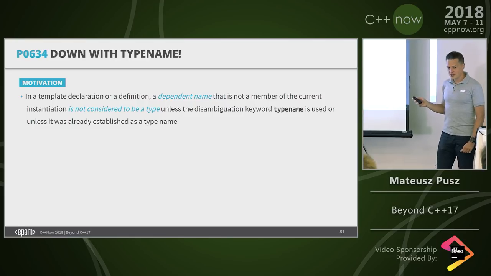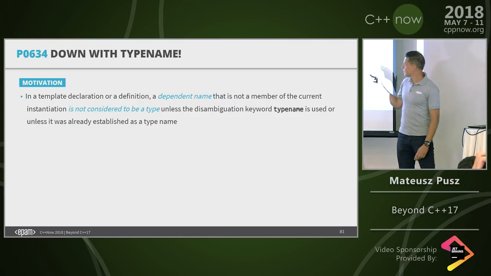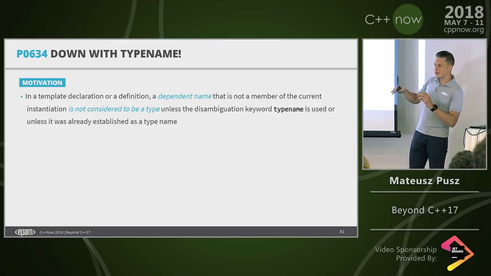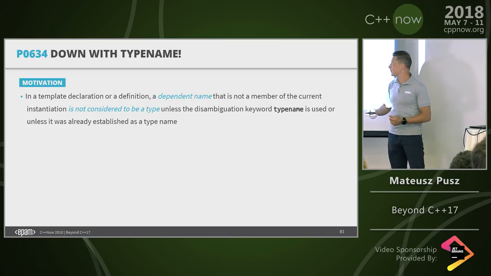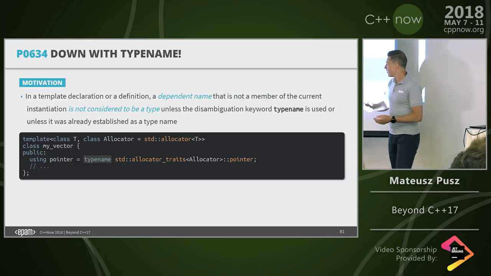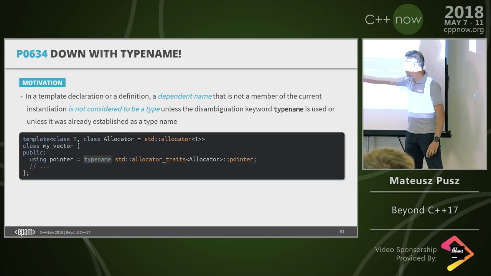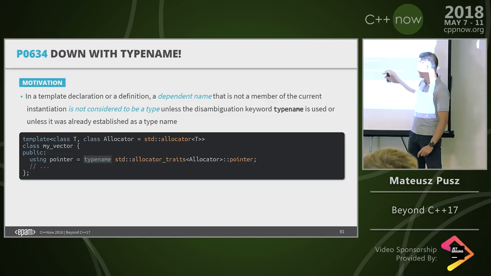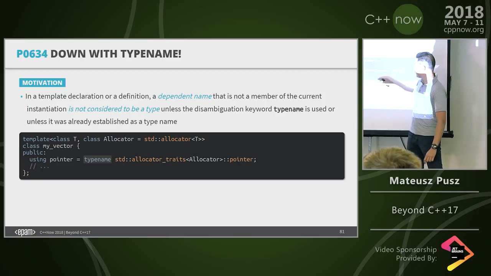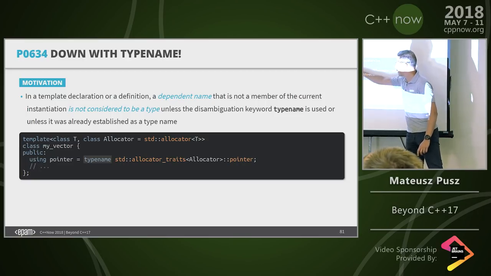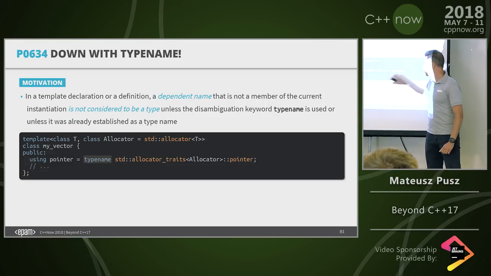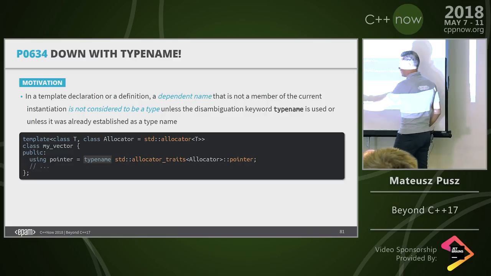Another change here is down with typename. Basically, you know that where you have a dependent name in a template, you had to provide the typename disambiguator in order to give the compiler the information that it is a type. So, for example, in such cases when you were providing allocator_traits pointer, you had to say that this pointer is a type inside the specialization of allocator_traits for your allocator type, which the compiler doesn't necessarily know here. And you've provided the helper typename here.